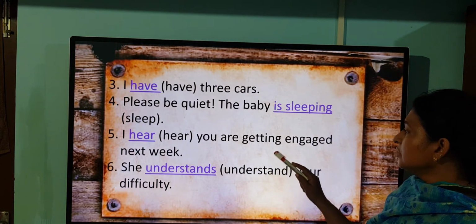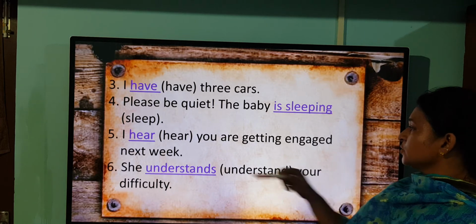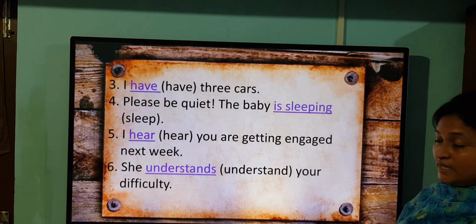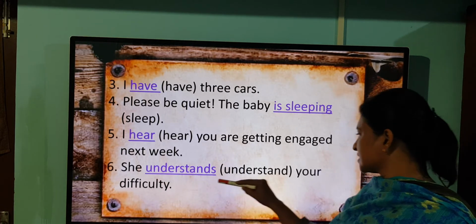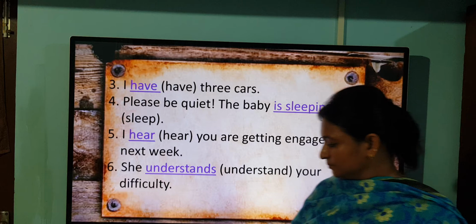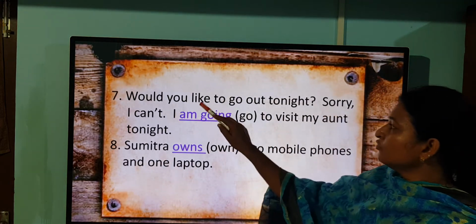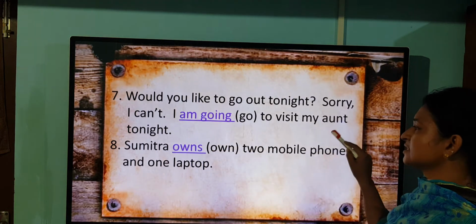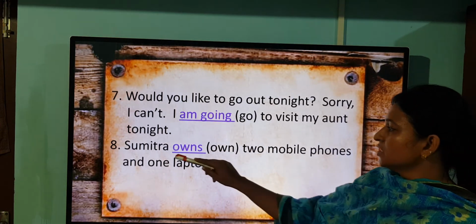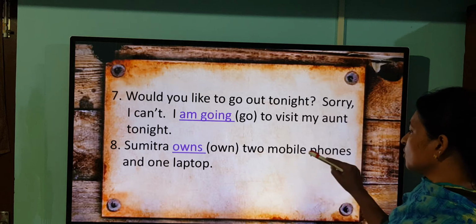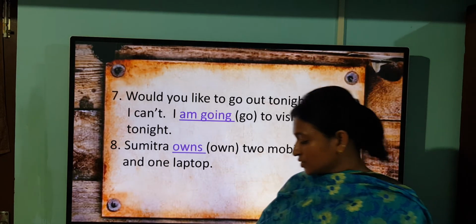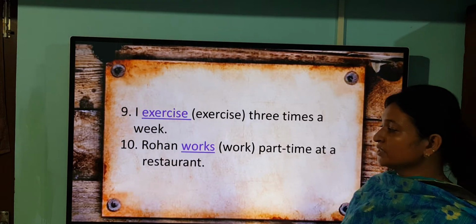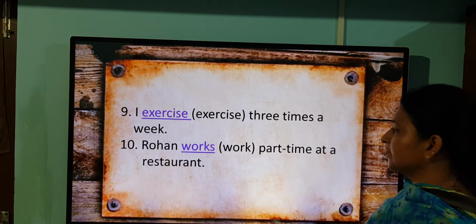I hear, excuse me, I hear you are getting engaged next week. She understands your difficulty. Would you like to go out tonight? Sorry, I can't. I'm going to visit my aunt tonight. Sumitra owns 2 mobile phones and 1 laptop. I exercise 3 times a week. Habit. Rohan works part-time at a restaurant.